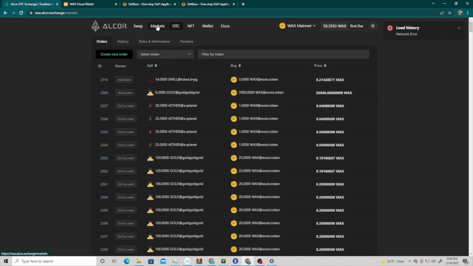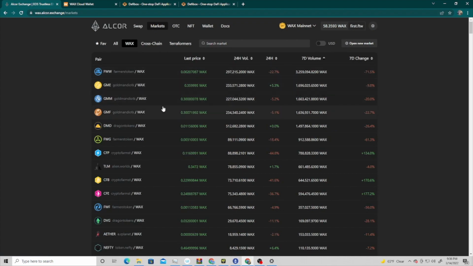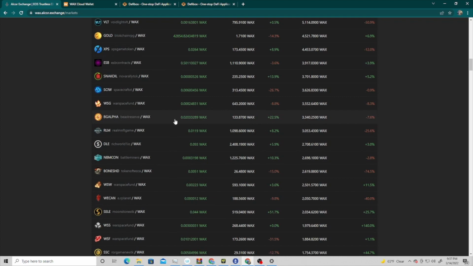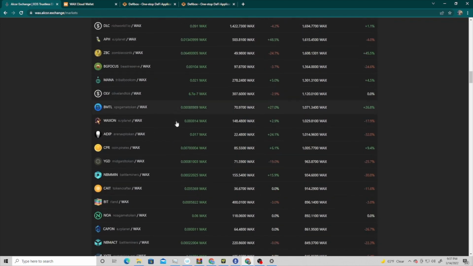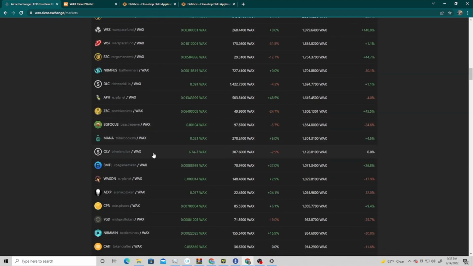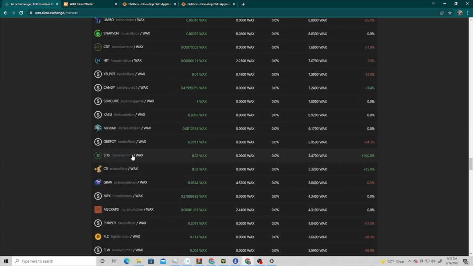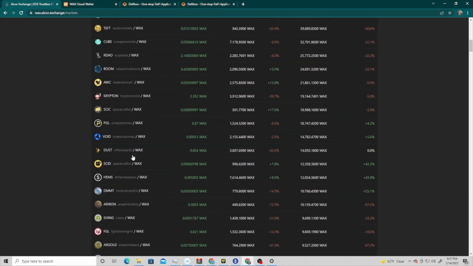The Markets tab I actually really like. So here you can see all the different Wax blockchain games, different Wax tokens that exist for trading on the Wax blockchain, paired with mostly Wax, but there's a lot of options here for trading, and this is what's called a limit order trading market.